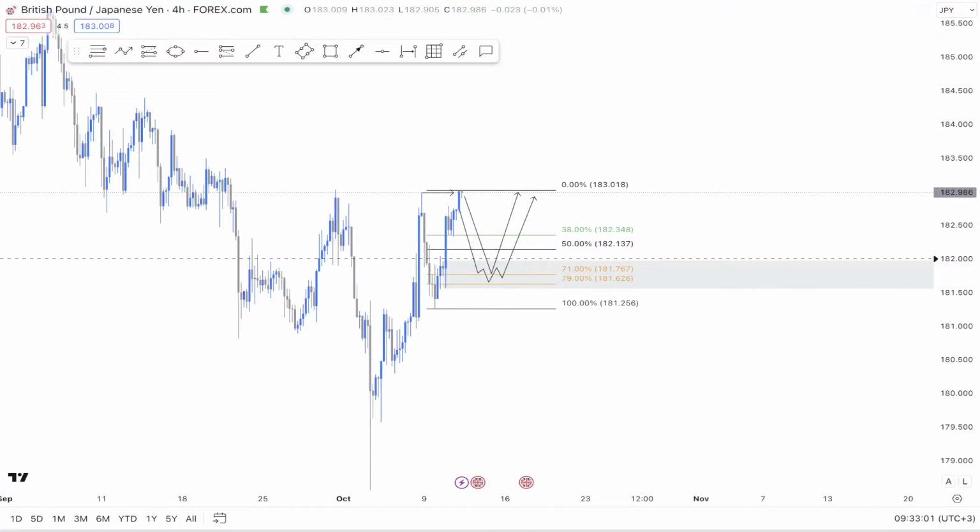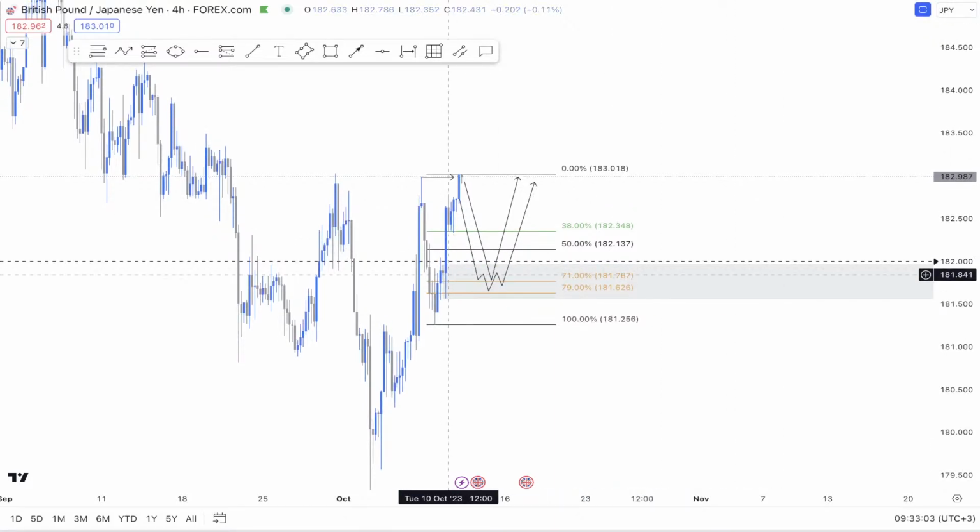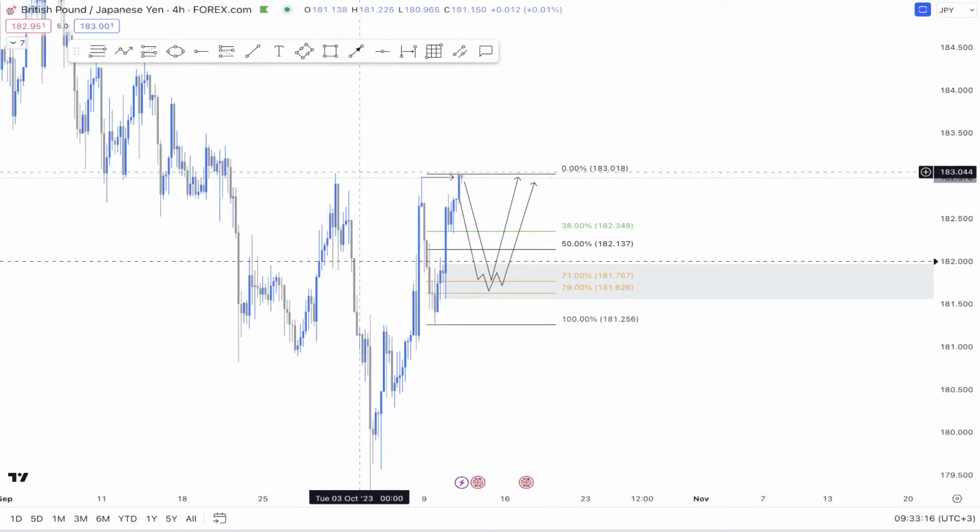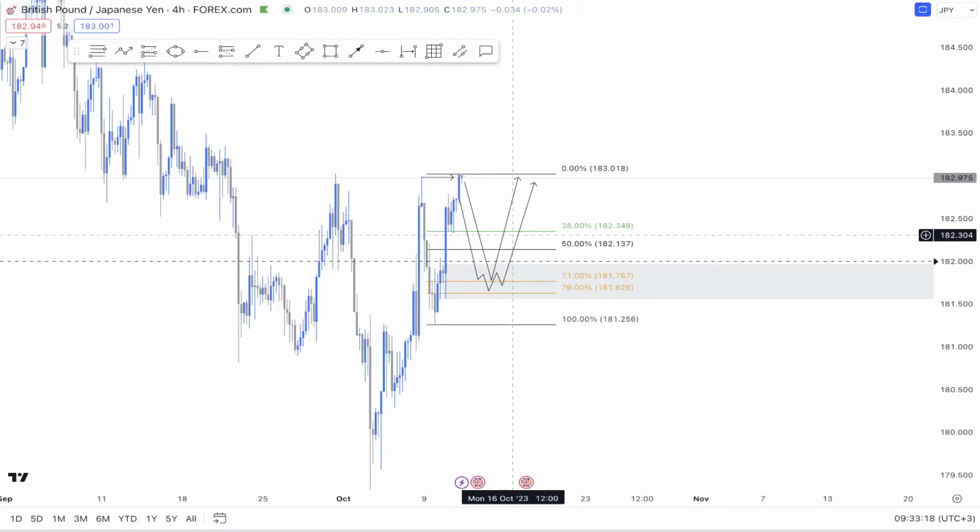The reason I took this setup is because I saw this very beautiful imbalance here. I saw this beautiful order block that's been unmitigated that lines up perfectly with our fire zone. So again, what I would like to see now is a break of this high as well. That would be ideal, and then a corrective pullback towards our fire zone in order to pull the trigger.